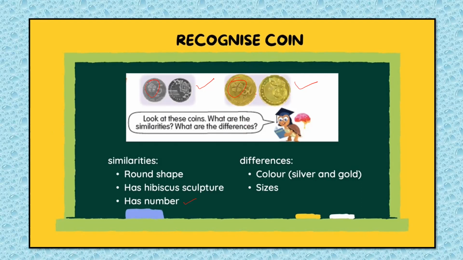What are the differences? There are two differences. One is color and one more is size. You see, 5 cent is very, very small, and the 50 cent is a bit bigger than the 5 cent, right? So one difference is in size and one more difference is color. 5 cent is in silver color and 50 cent is in gold color.